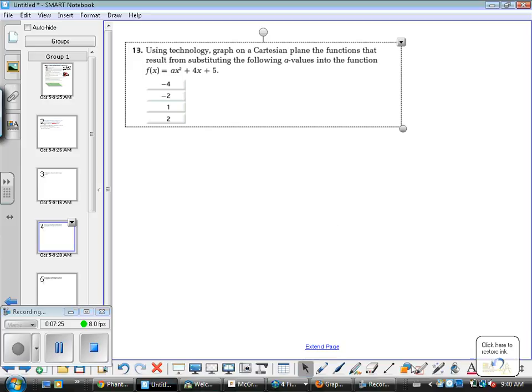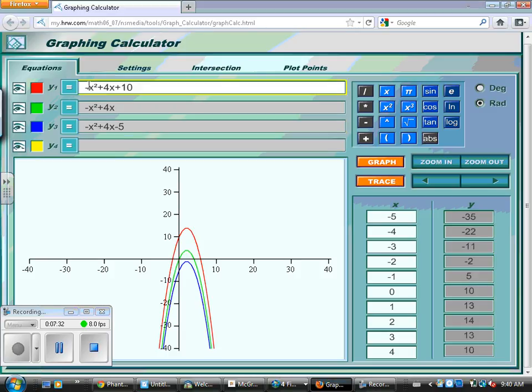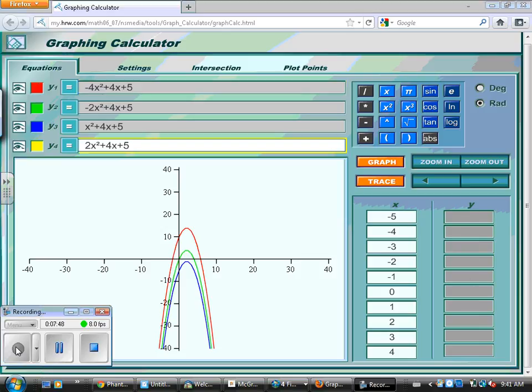So we're going to look next at what happens when you change the a value. We'll have a values of negative 4, negative 2, and I think 1 and 2. So we're taking the same function, same values of b and c, and substituting a different a value in. And you can see what happens to our graph. I just have to hit the graph button here so it changes them.